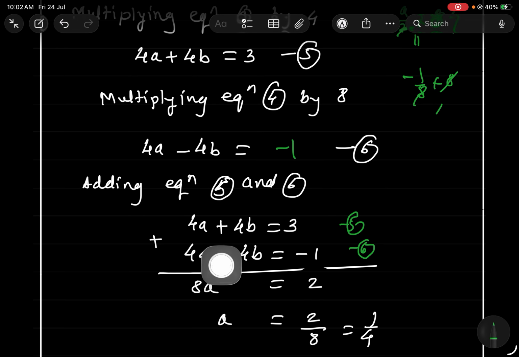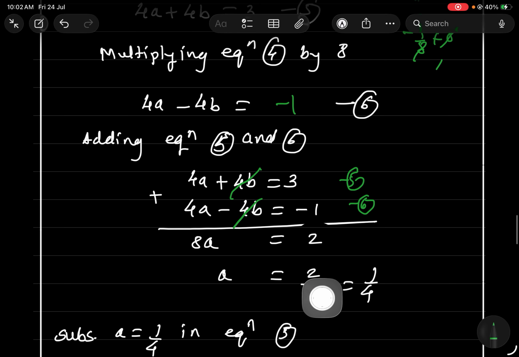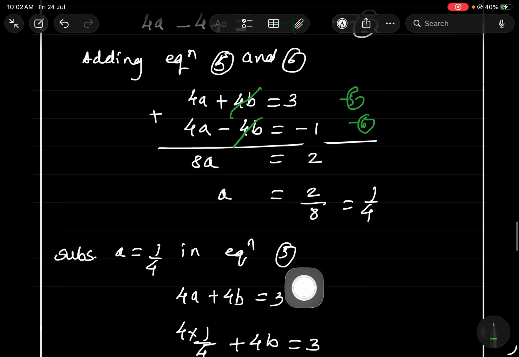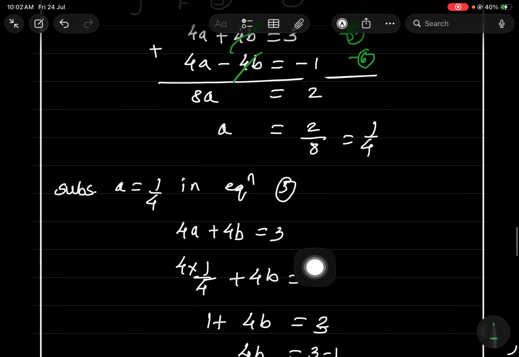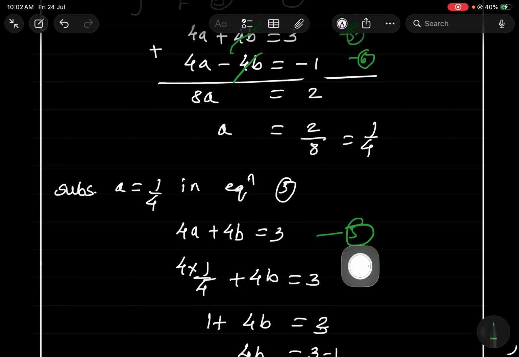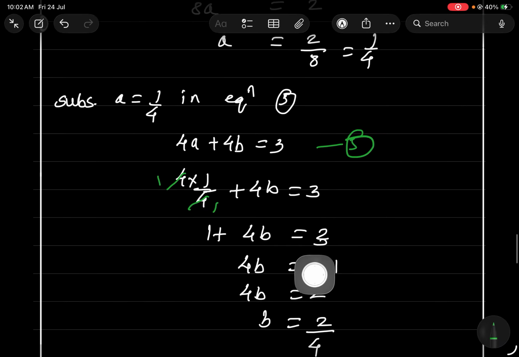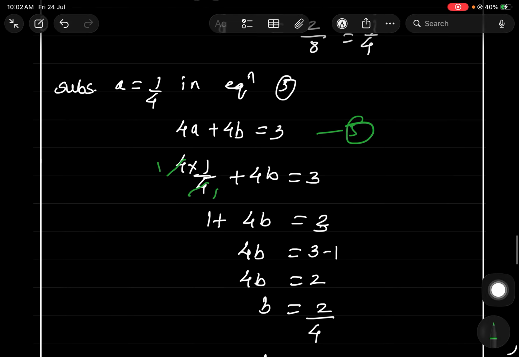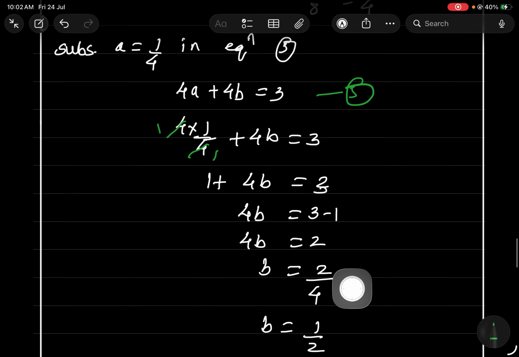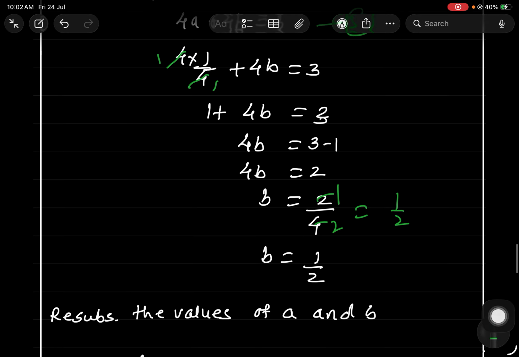Now if you add, the 4b will get eliminated. So 3 minus 1, 2a equal to 2 upon 8, means a equal to 1 upon 4. Now substitute a equal to 1 upon 4 in equation 5. This is your equation 5: 4 into 1 upon 4 plus 4b equal to 3. So 1 plus 4b equal to 3. So 4b equal to 3 minus 1. Okay, so 4b equal to 2, b equal to 2 upon 4, so b equal to 1 upon 2.